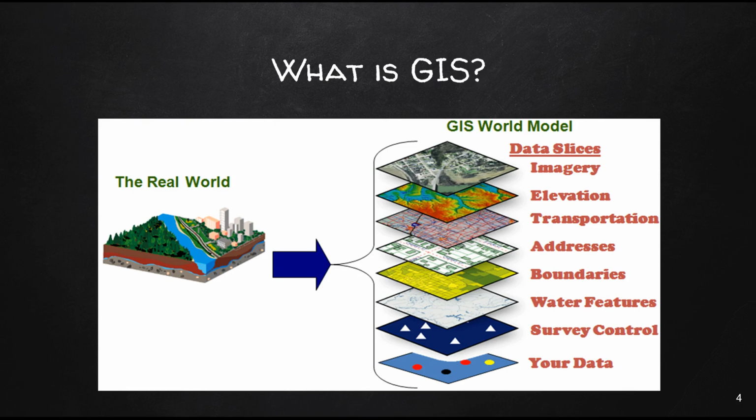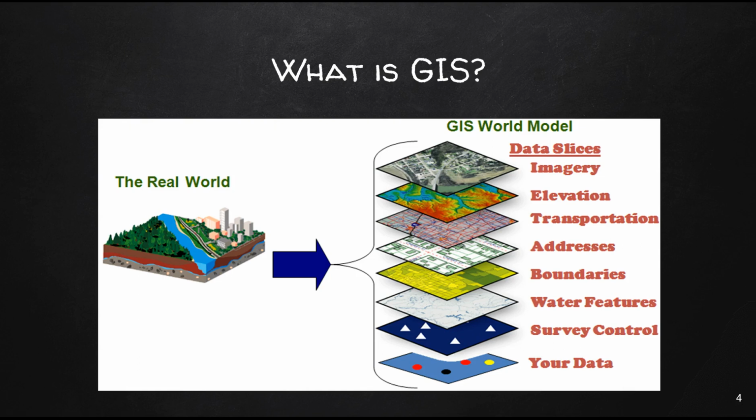For example, we have the real world, and from that real world, we can have imagery like we see in Google Maps. We can have digital elevation models that show you elevation changes, transportation, for example, all the road networks. You can have your address locations, boundaries like state boundaries, county boundaries, census tracts, water bodies, and so forth. All these things can represent the world.